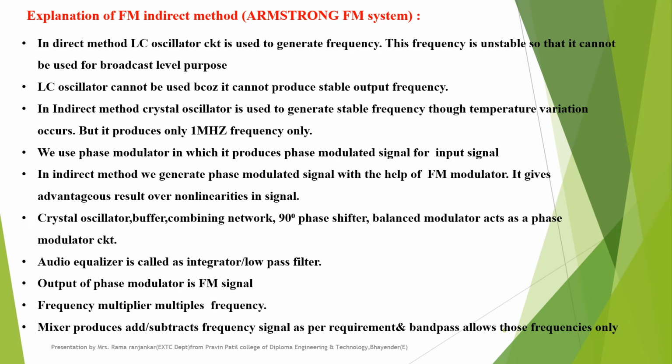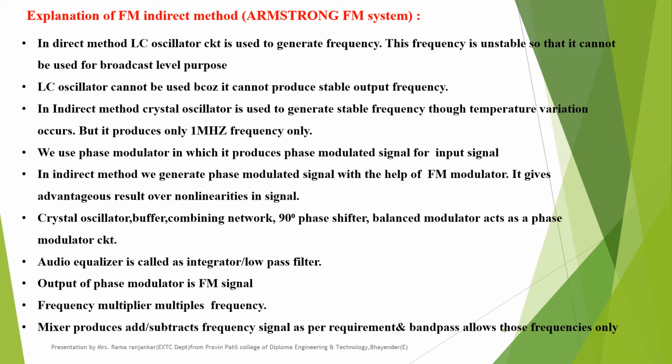In the direct method, an LC oscillator circuit is used to generate frequency. This frequency is unstable so it cannot be used for broadcast purposes. An LC oscillator cannot be used because it cannot produce a stable output frequency. In the indirect method, a crystal oscillator is used, which generates a stable frequency despite temperature variation, but it provides only 1 MHz frequency.